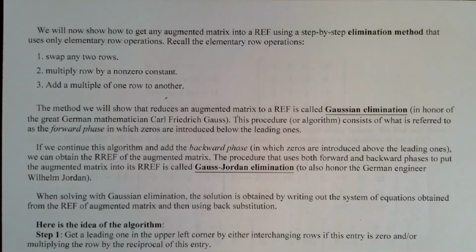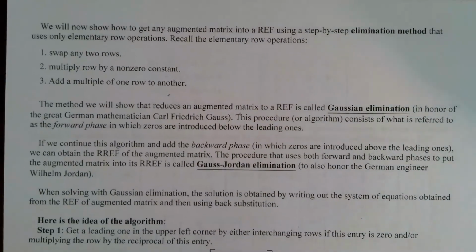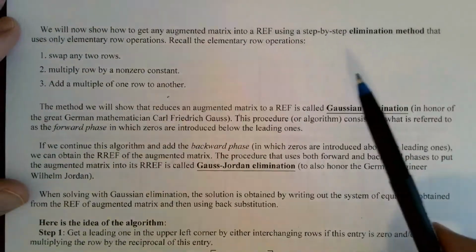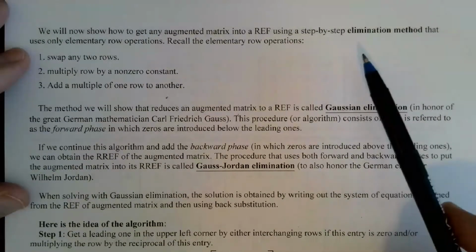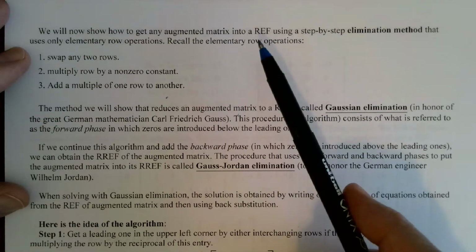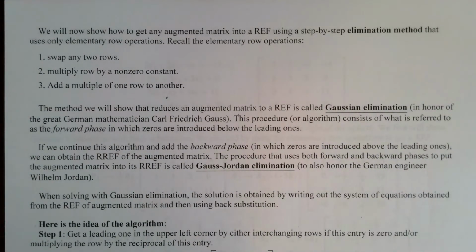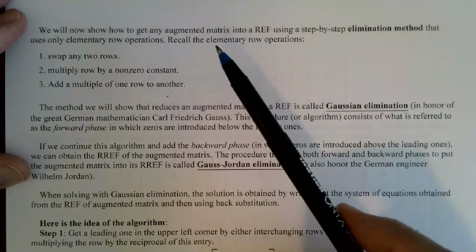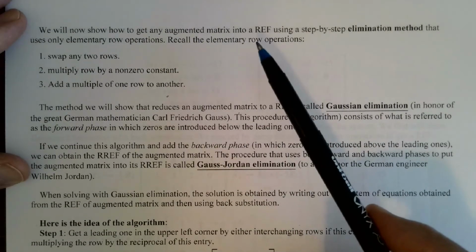Okay, we are now ready to take a look at this so-called Gaussian elimination method or algorithm. This is a step-by-step elimination method, and it's used to get any augmented matrix into its row echelon form. We've seen in the last video how once we're in a row echelon form, we can get the solution to the original system. So this is simply to get the augmented matrix to be in a row echelon form.